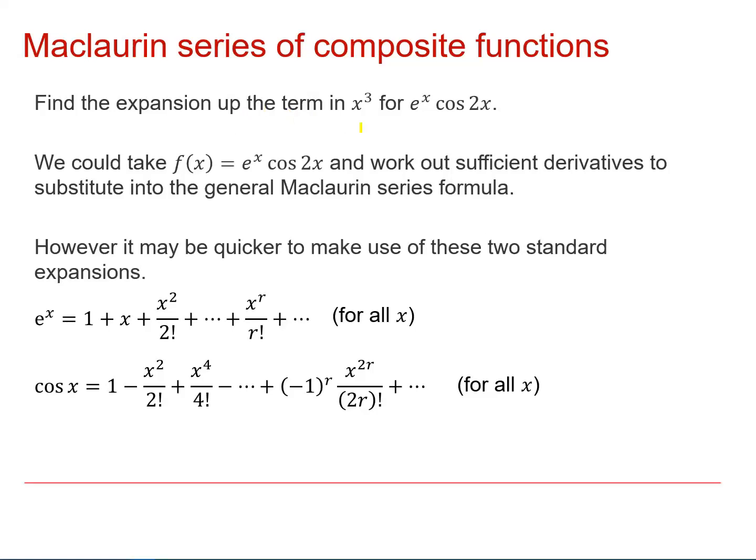So let's think about this example for a minute. Find the expansion up to the term in x cubed for e to the x cos 2x. Well, one way we could establish the Maclaurin series for this is we could set up a function f(x) equal to e to the x cos 2x and then work out sufficient derivatives to substitute into the general Maclaurin series formula.